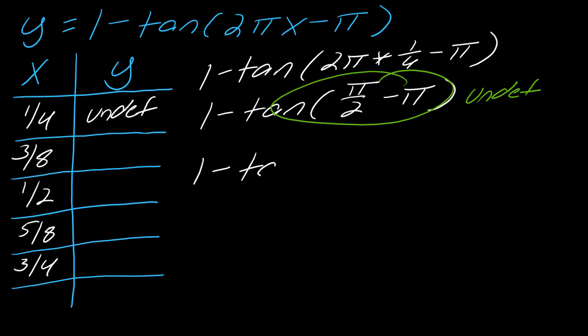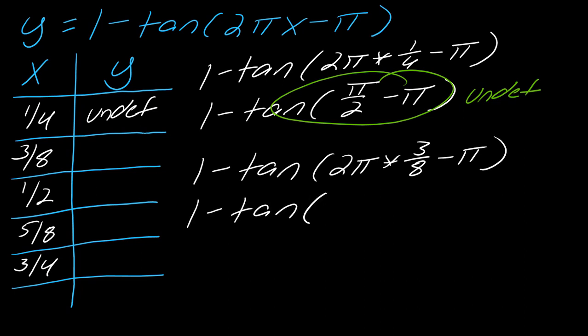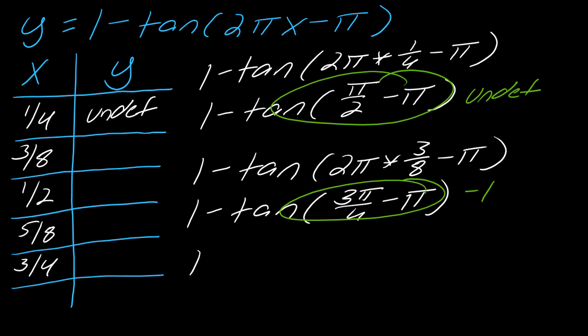Now I'm going to have 1 minus tangent of 2 pi times 3/8 minus pi. So that's going to work out to 1 minus tangent of 3 pi over 4 minus pi. So this will work out to be negative pi over 4, and so this will end up equaling negative 1. So then I'm left with 1 minus negative 1. So that's 1 plus 1, of course, that equals 2.